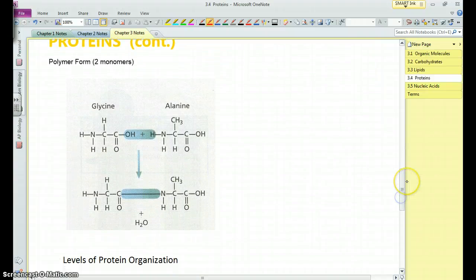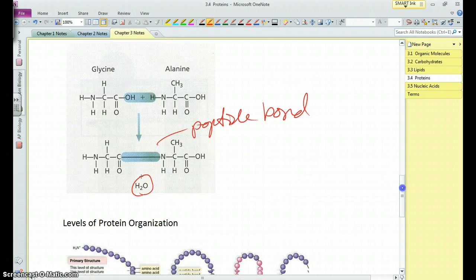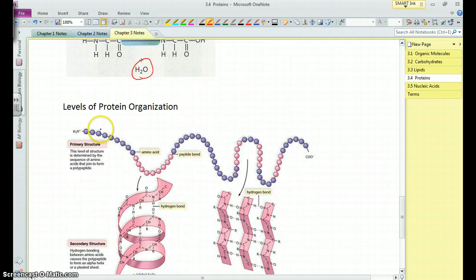Alright, now, so to build a protein, you have to put your amino acids together. You have to get your monomers and form a polymer from that. Just like with other things, we put them together using a dehydration synthesis reaction, and we form what's called a peptide bond. And so when you put a bunch of amino acids together in a long strand, thus you end up with a polypeptide, that sequence of amino acids there.